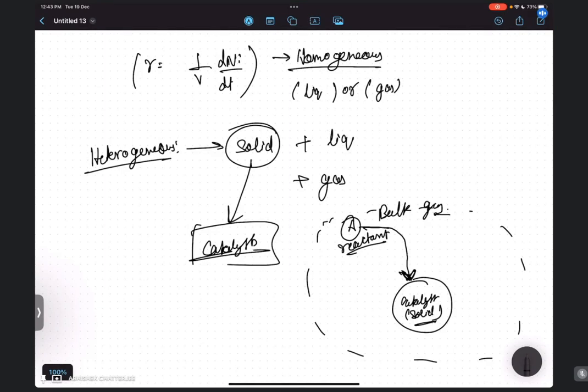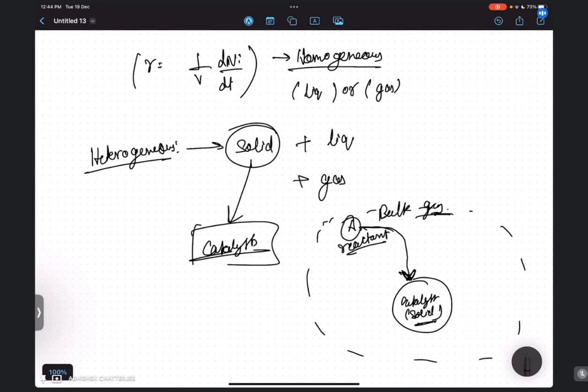In heterogeneous, what will happen as we are using a solid catalyst? So what is going to happen is that this reactant A is going to diffuse onto the surface of this catalyst. So now two phases are there. One is your gaseous phase and one is this solid catalyst phase. So two phases, so it is becoming heterogeneous. Okay, as simple as that.